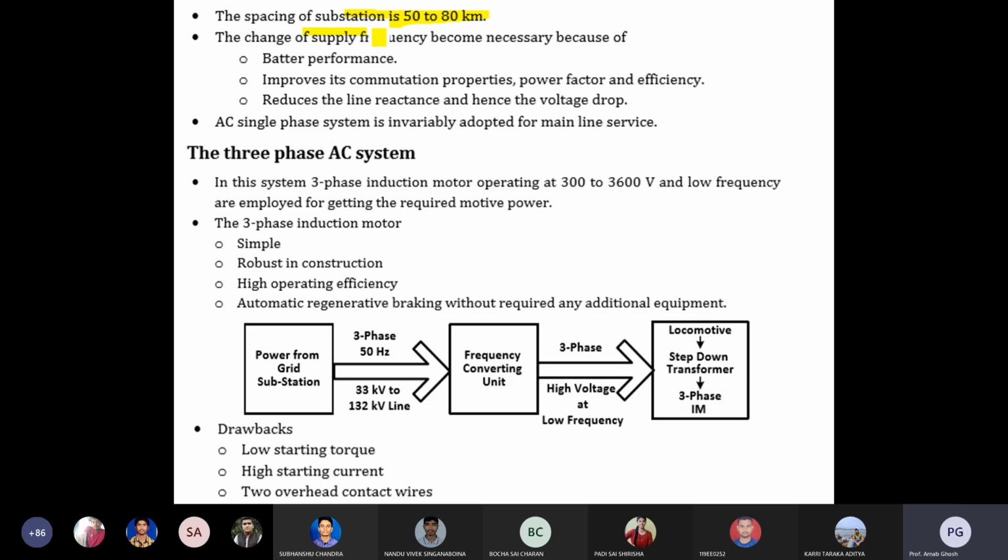The change of supply frequency becomes necessary because it gives better performance, improves commutation properties, power factor and efficiency, and reduces the line reactance and hence the voltage drop. Some possibilities are there. Single phase AC systems are invariably adopted for mainline service. That is very common. But a three phase system can also be used. The problem is the balancing problem. You can also use the three phase system directly.